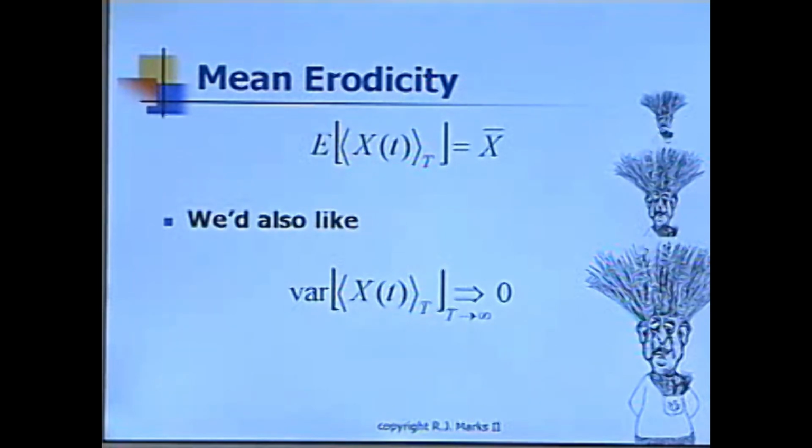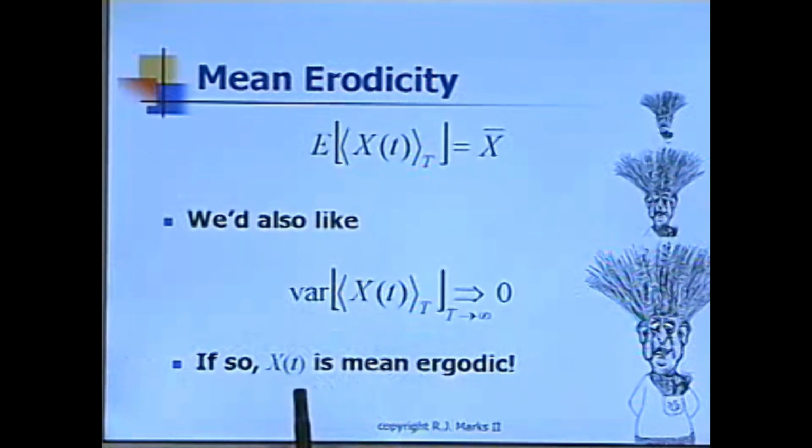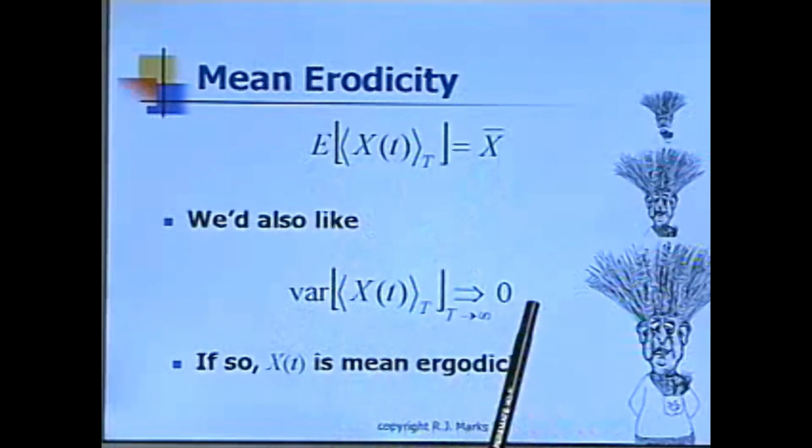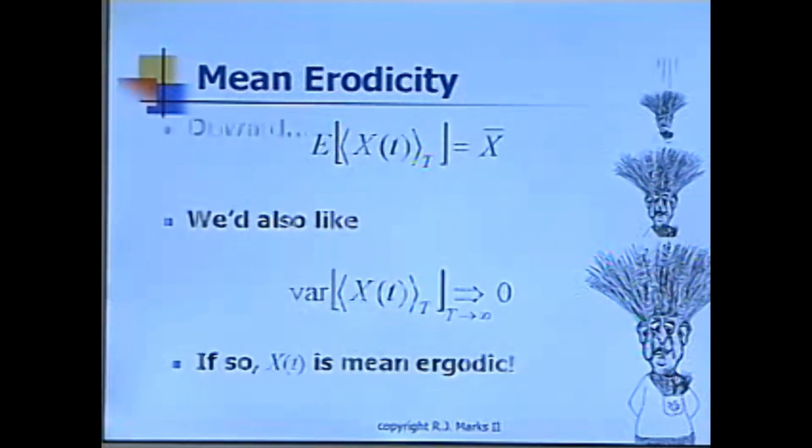This is much like in an ensemble. We would hope that the variance of our ensemble average would go to 0 as the number of elements in the ensemble went to infinity, except this is expressed as a time average as opposed to an ensemble average. If this is true, if the expected value is equal to the mean and the variance of our estimate goes to 0 as t becomes very, very large, we say that x of t is mean ergodic, that we can determine the mean of x of t by looking at a single observation of the stochastic process.